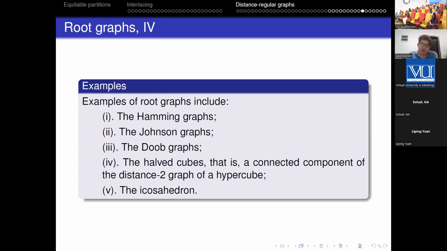Yes, there are several more. There is an infinite family that I didn't mention, but that is not an infinite family of distance-regular graphs. It is a family by Brouwer and myself that we found. But I will discuss this later anyway. So these are examples of good graphs, and they are all strict good graphs.